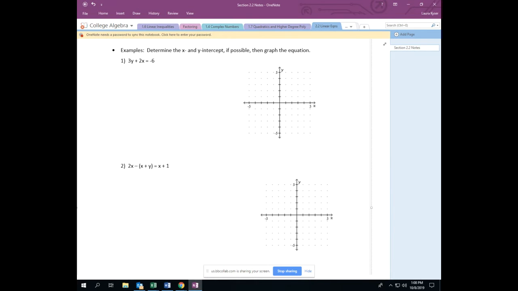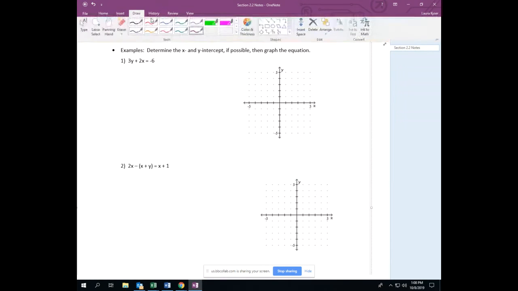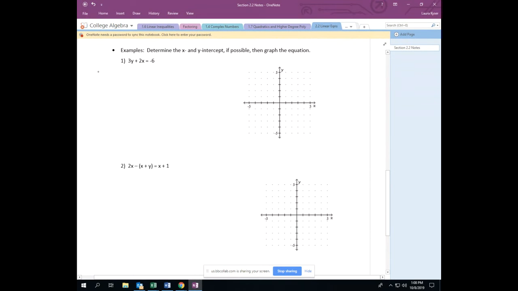And this first example is nice and neat. It's in what's called standard form, which we'll talk about more later. Standard form is where x and y are on the same side of the equation and the number by itself is on the other side. That will come into play again later on. But we're going to do the work to find the x and y intercepts here. So we're going to start with the x-intercept.